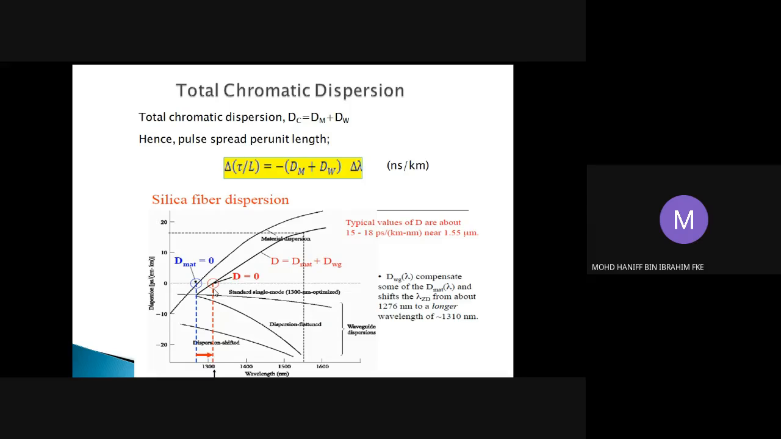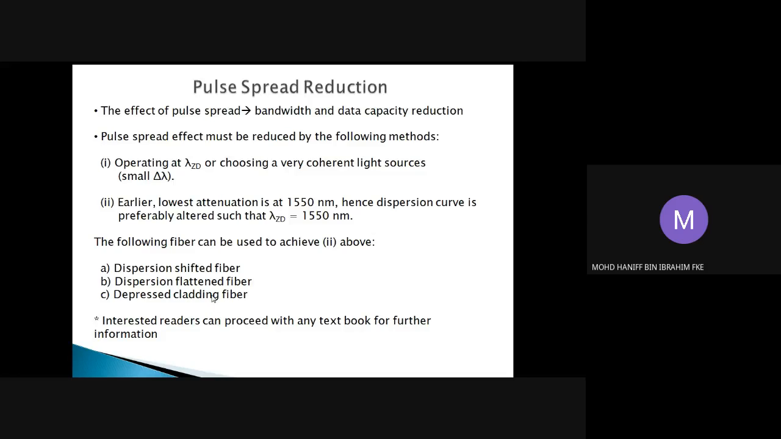Okay, let's proceed further with this information. For the pulse spread reduction, there are a few methods that can be applied to reduce the pulse spread due to this chromatic dispersion. We know that the effect of pulse spread will be on the bandwidth, or it can be said bit rate reduction. Bit rate and bandwidth are similar. When we have a reduction of bandwidth, the capacity will also be reduced. We've understood these issues clearly before.